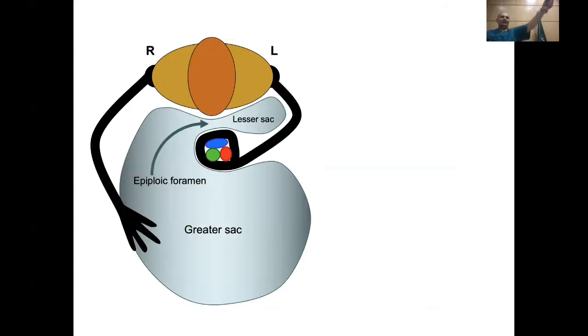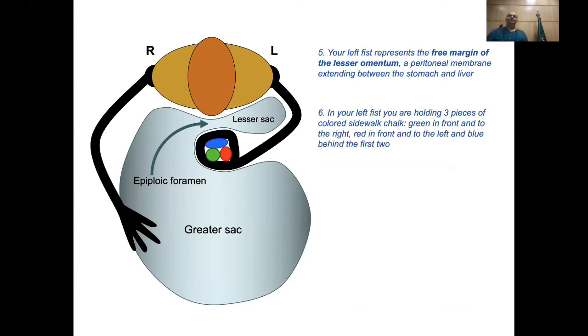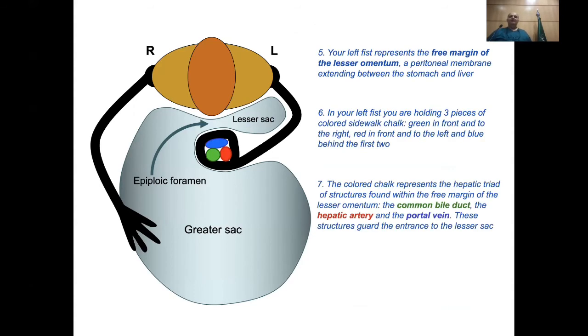And look, I'm holding 3 markers in my hand. One is blue, one is red, and one is green. So what are these? These are the structures: green is common bile duct, blue is portal vein, and red is hepatic artery. And the place where my head is, that's the place where I have inferior vena cava. Above it, I have liver.